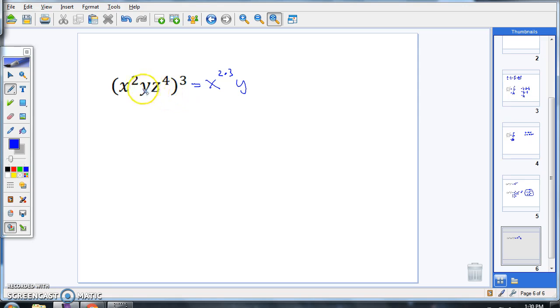Wait, but Mr. Allen, there's no exponent there. That's because it's a 1, it's a ghost 1. 1 times 3, and z to the 4 times 3. So that's x to the 6th, y to the 3rd, z to the 12th. And that's as far as you can go simplifying this expression. That's pretty far, though. That's z to the 12th.